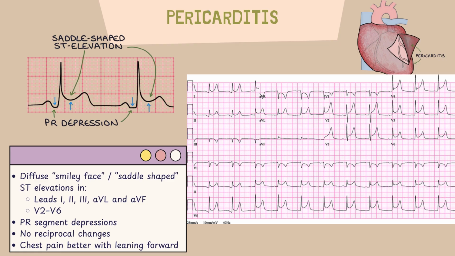Physiologically, this isn't a localized blockage like a STEMI. It's a widespread current of injury caused by inflammation affecting the outer surface of the heart, which is why the ST elevations show up across multiple leads and not just in one coronary distribution. And this, in addition to the history, signals that it's most likely pericarditis versus a STEMI.